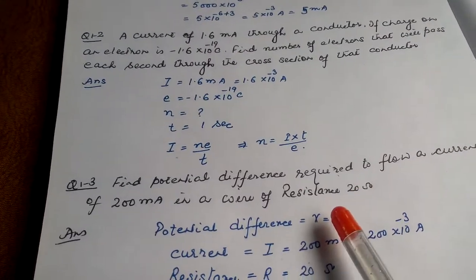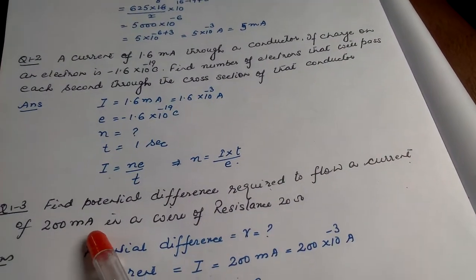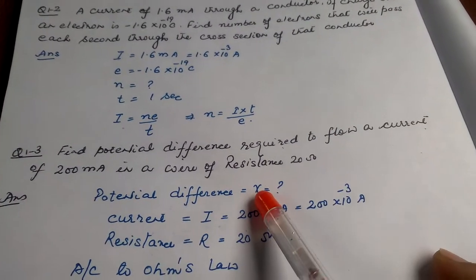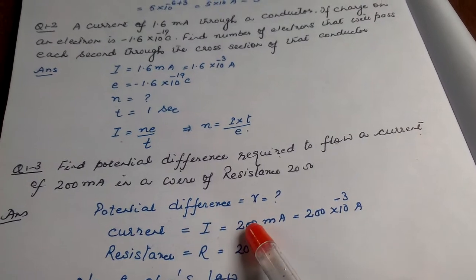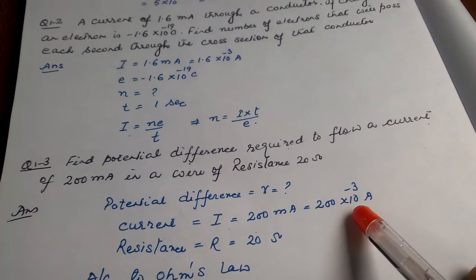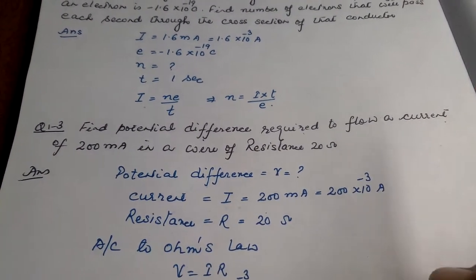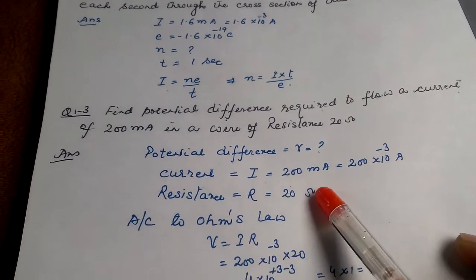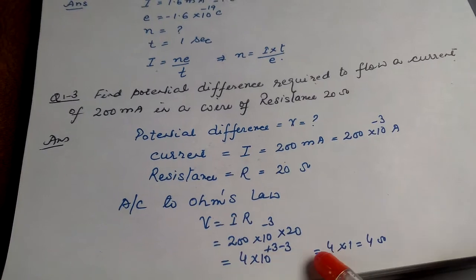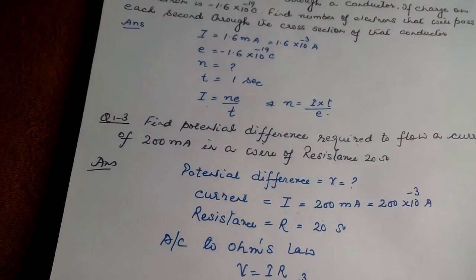So next, related to Ohm's law. Find the potential difference required to flow a current of 200 milliampere in a wire of resistance 20 ohm. Here the potential difference is required. Current is given as 200 milliampere, but we need the SI unit, so we convert milliampere into ampere by multiplying with 10 raised to power minus 3. Resistance is given, and according to Ohm's law, V is equal to IR. Substitute the values and we easily find the voltage, 4 volt.